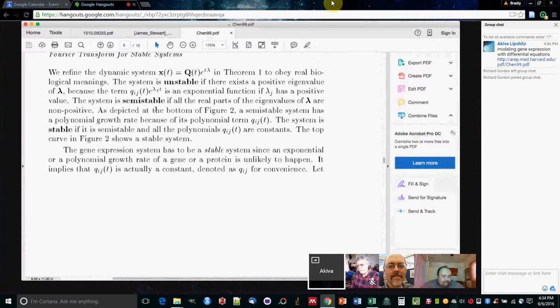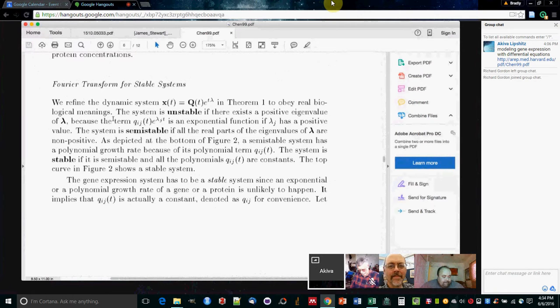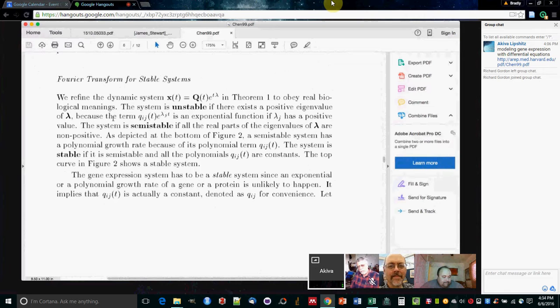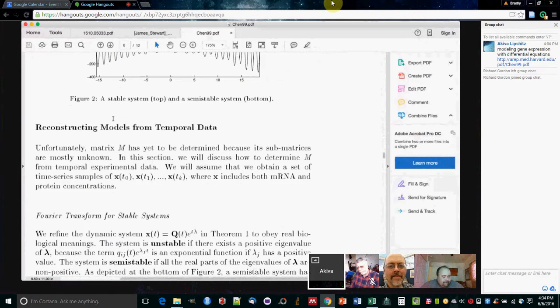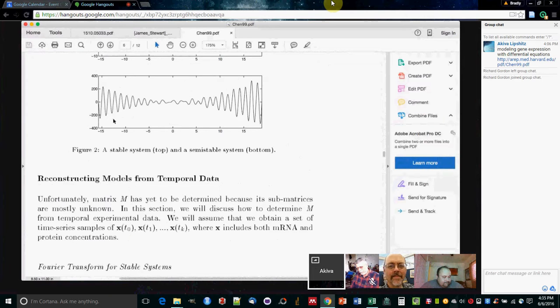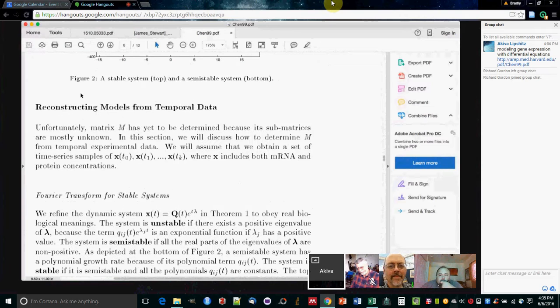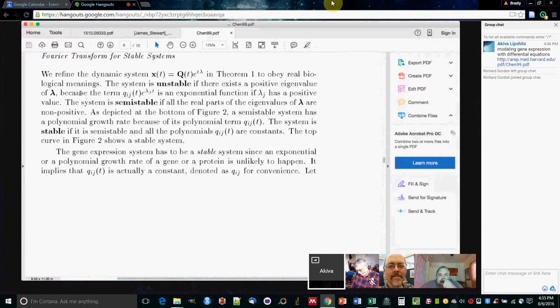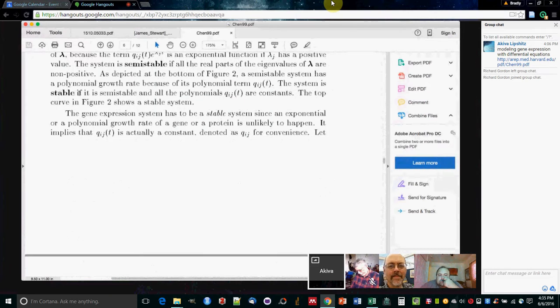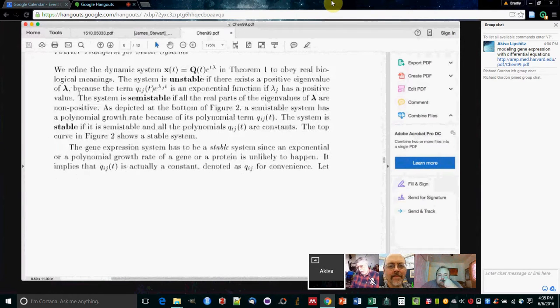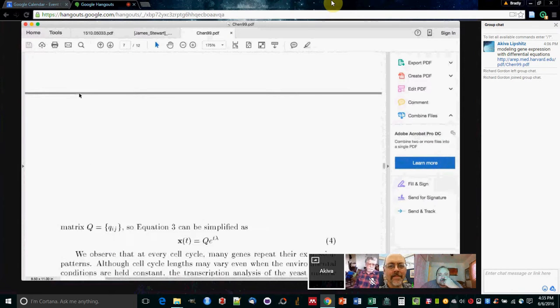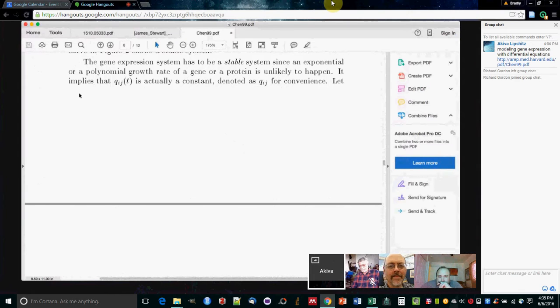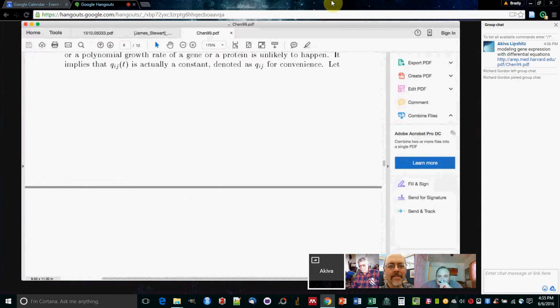And then if all the real parts of the eigenvalues are non-positive, if they're negative, then you end up getting a semi-stable system which does oscillate, but the amplitude of the oscillations gets larger and larger. Oh, okay. So they're looking first at what qualifies the system as being stable, and stuff like that, right? Oh, there it is. Yeah, the system is unstable. Interesting.